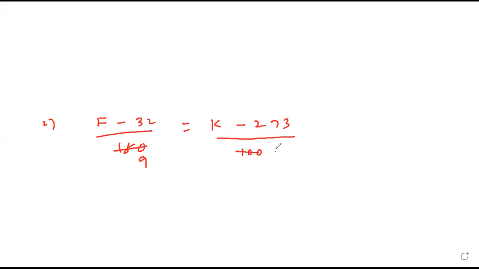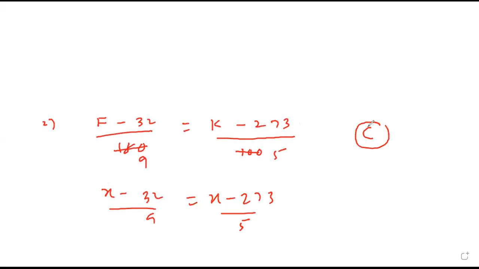Others, please see how to do. Fahrenheit scale minus 32 upon 180 is Kelvin scale minus 273.15, no need to write, upon 100. So 20 into 9, 20 into 5. Let the temperature be X where it becomes the same, equal to X minus 273 upon 5. Now you can do after this. What option are you getting? C. Everybody can do now after this. Please do it fully.